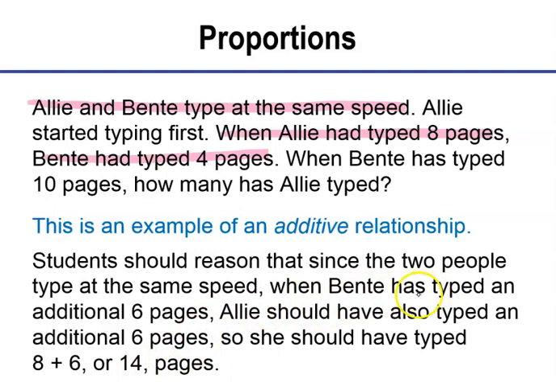And again, when Bente has typed an additional 6 pages, Allie should have also typed an additional 6 pages. So she should have typed 8 plus 6, or 14 pages.